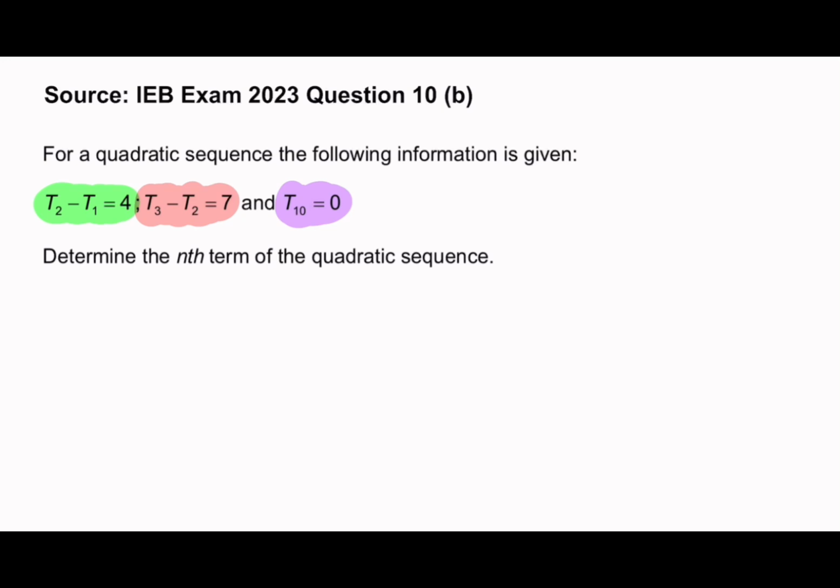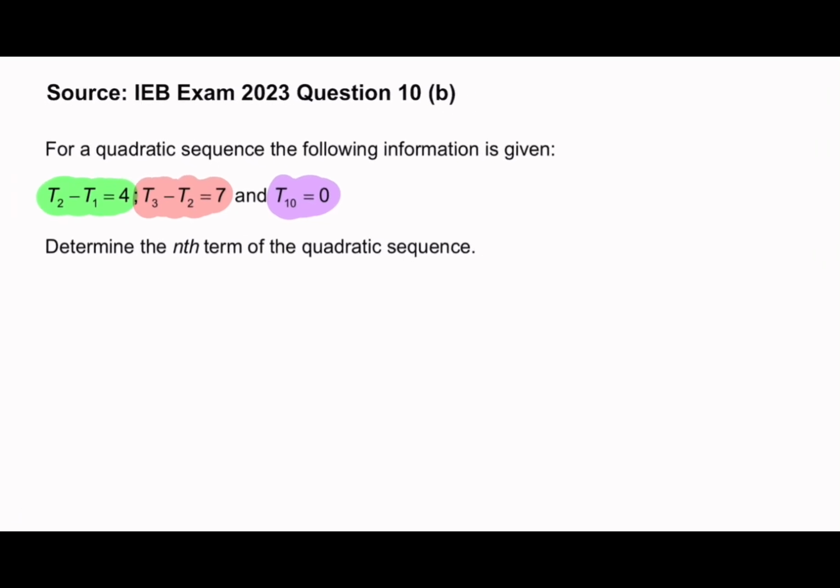Okay, so this is a 5 marks question. I would say it's a little bit complex because it's not a straightforward asking. It's not asking us a straightforward quadratic sequence that we know. So what we need to do here is analyze what is given to us.